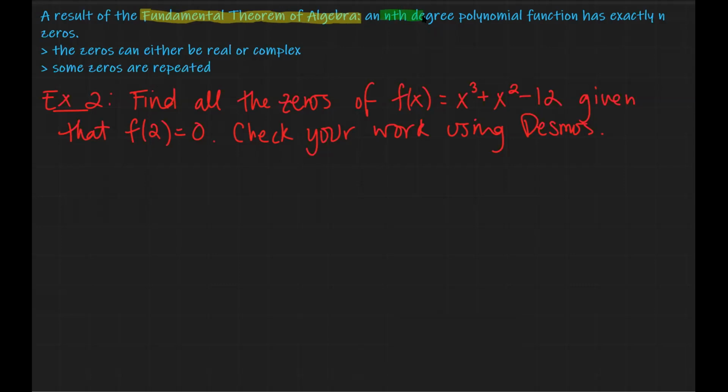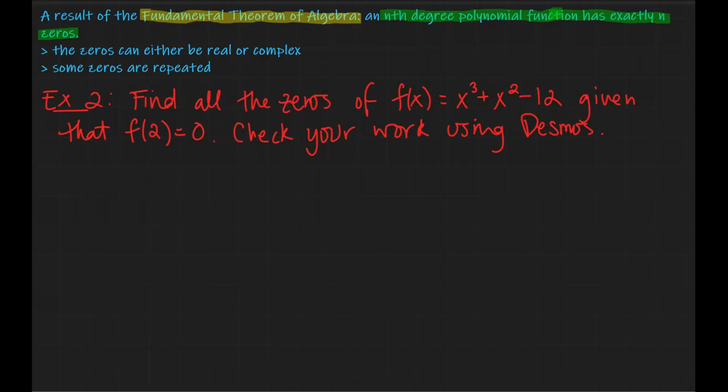An nth degree polynomial function, so whatever degree it is, that's the n, has exactly n zeros. A third degree polynomial will have 3 zeros. A fourth degree polynomial will have 4 zeros, etc. Now let's talk about what that means.